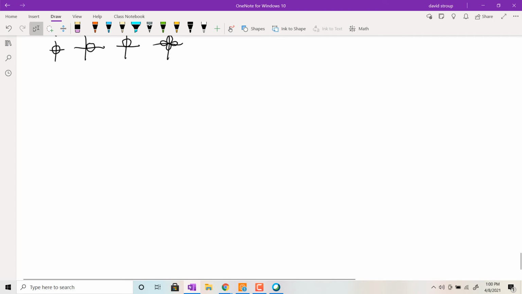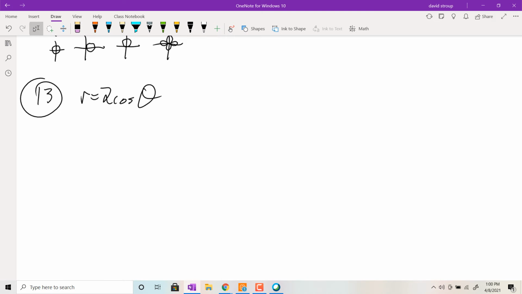So let's look at two versions of those. Here's number 13, r equals 2 cosine theta. And on the test, I expect to see two things. Number one, you're doing either a table or you're doing a graph in the r theta plane. And then number two, I expect to see the graph in the xy plane with all your circles and your angle lines.